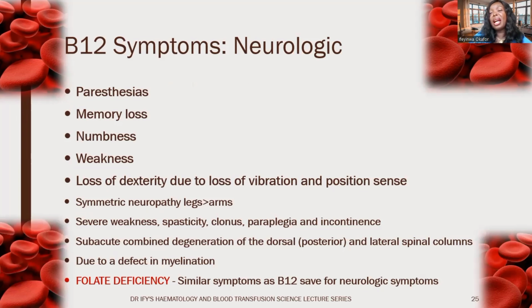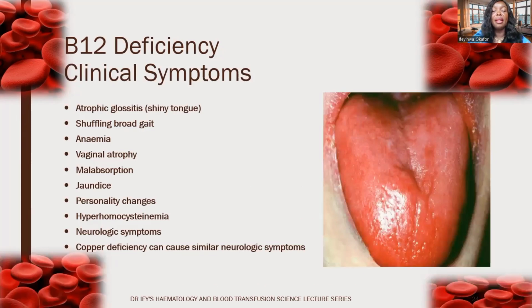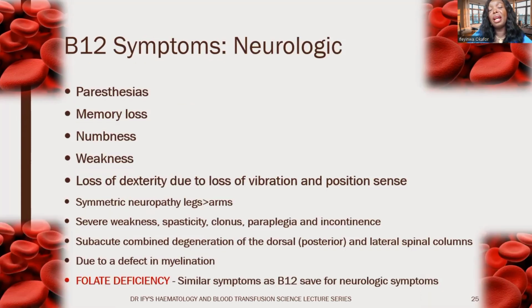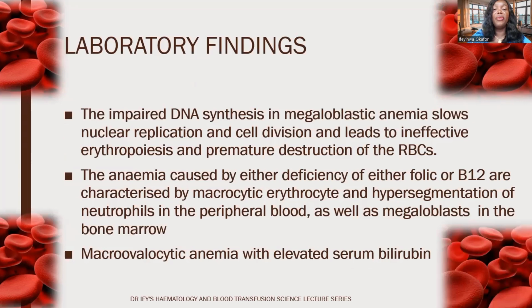minus the neurological symptoms. So you can have weaknesses and also megaloblastic anemia, shiny tongue, glossitis, and jaundice and others as a form of folate deficiency, but neurologic symptoms can only be observed clinically in B12 deficiency. And there are other things that can also cause neurologic symptoms, but B12 deficiency is actually one of them. Now let's look at laboratory findings.